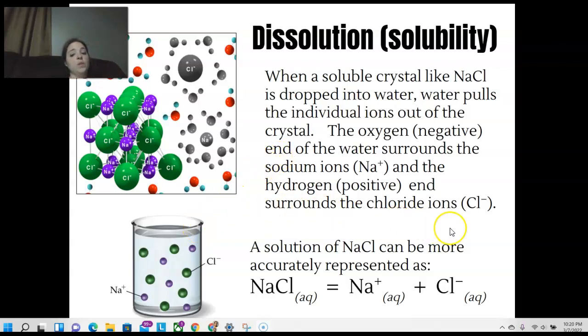A solution of sodium chloride can more accurately be represented as this, where you have the sodium chloride aqueous solution and the sodium ion and the chloride ion.